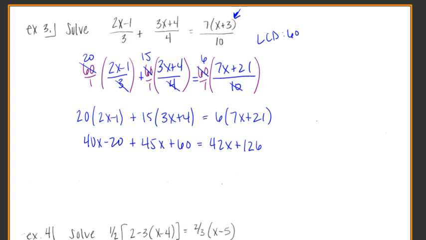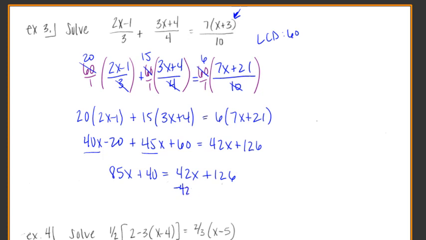Okay, well let's see. On the left side we now have some terms we can combine together before we start grouping all the x's on one side. So 40 and 45 would be 85x, a negative 20 and a 60 would be plus 40. And then we have that right side. All right, now it looks like we're ready to start grouping.